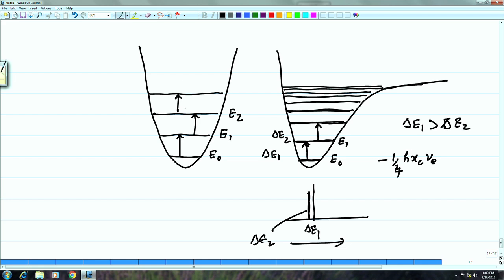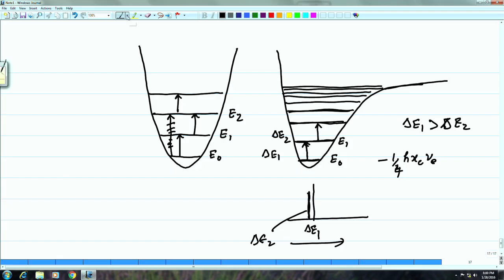In the harmonic oscillator model, it's not possible to actually force the molecule to undergo a transition from E0 to E2. This doesn't exist. It cannot be seen. The dipole moment operator does not connect to that. However, in the anharmonic oscillator model, in the Morse oscillator model, it is possible for you to see this transition.